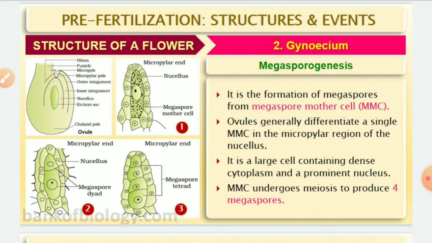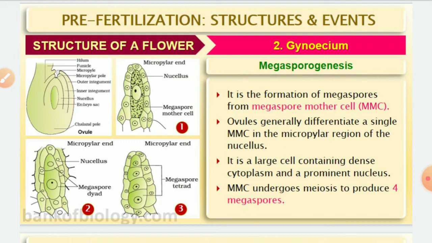Ovules generally differentiate a single megaspore mother cell in the micropylar region of the nucellus. One ovule has a single megaspore mother cell, and that megaspore mother cell is found in the micropylar region of the nucellus.